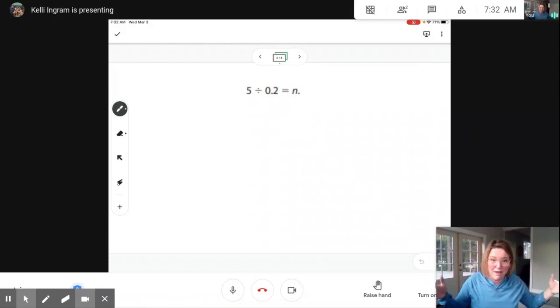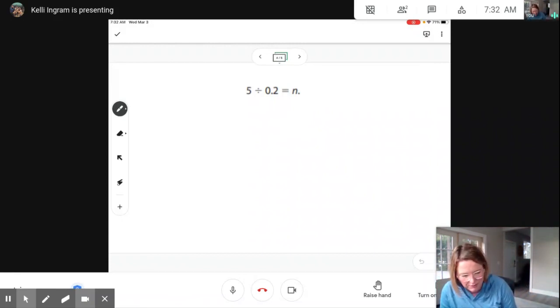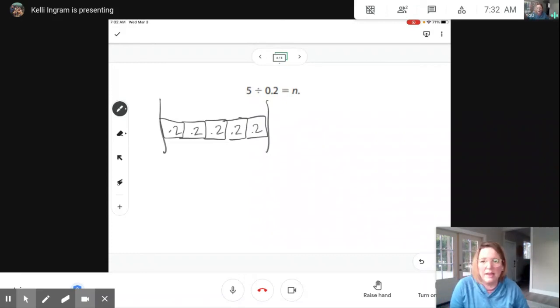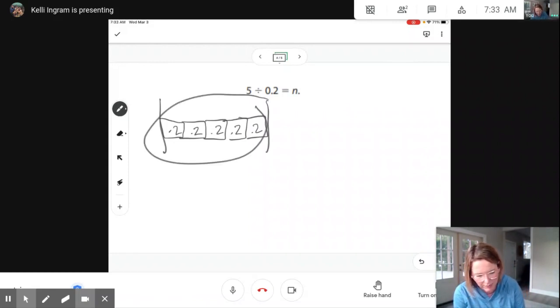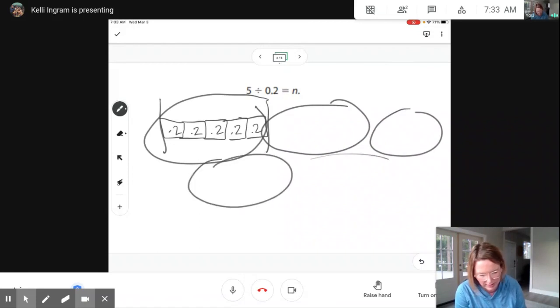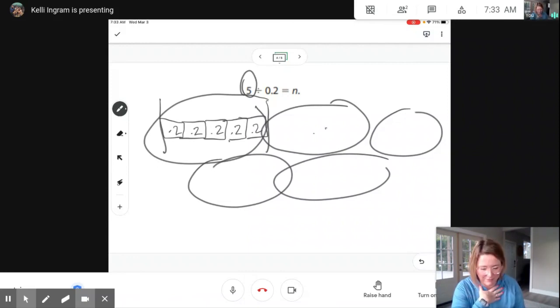Same thing. This time I've got 5, and I'm dividing into groups of 2/10. So 2/10, 2/10, 2/10, 2/10, 2/10. Remember, we figured that in one whole, we had 5 of these little 2/10 pieces. I could absolutely draw that over and over again, but I know if I have 5 here, I would need to do that 5 times. So I would end up with 5, 10, 15, 20, 25 pieces. That quotient is getting big when my pieces are small.